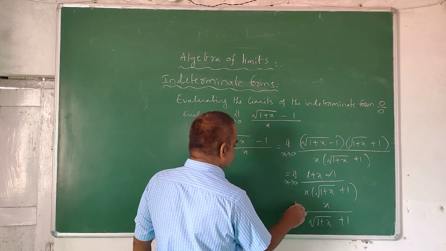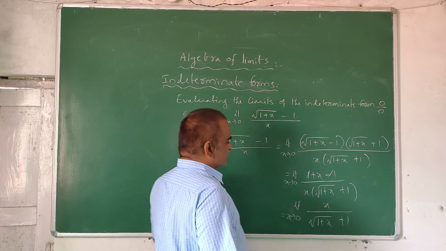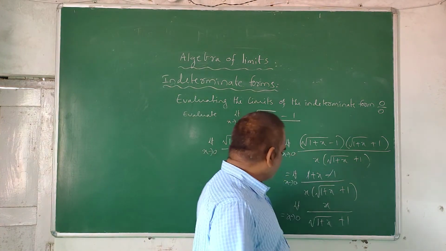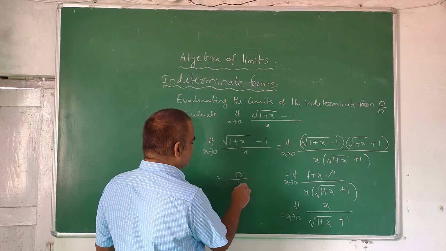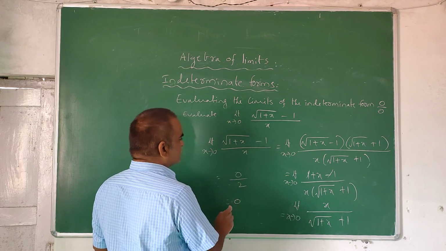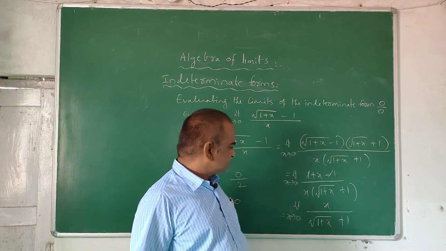So limit x tends to 0. Are you following? So now this will be equal to 0 by root 1 plus 1, that is 2. 0 by 2 is 0. So the limit of this function is 0. Understood? Right.